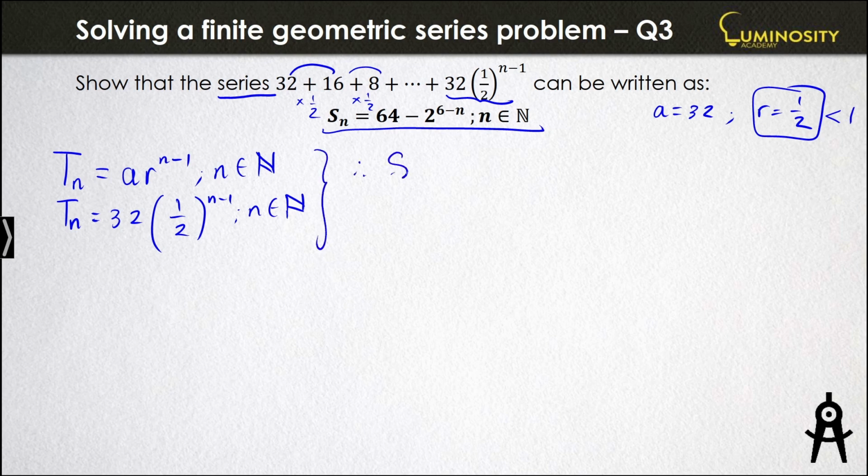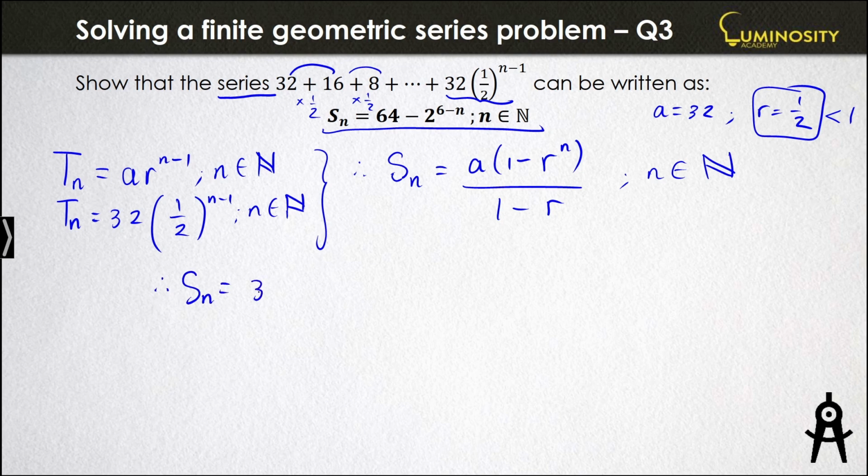So therefore, recall the sum of the first n terms of a finite geometric series is a into 1 minus r to the n all over 1 minus r, where n is a natural number. Okay, so I know what my a is, I know what my r is. So let's go and put that in. Therefore, Sn equals 32 into 1 minus a half raised to the power n all over 1 minus a half.